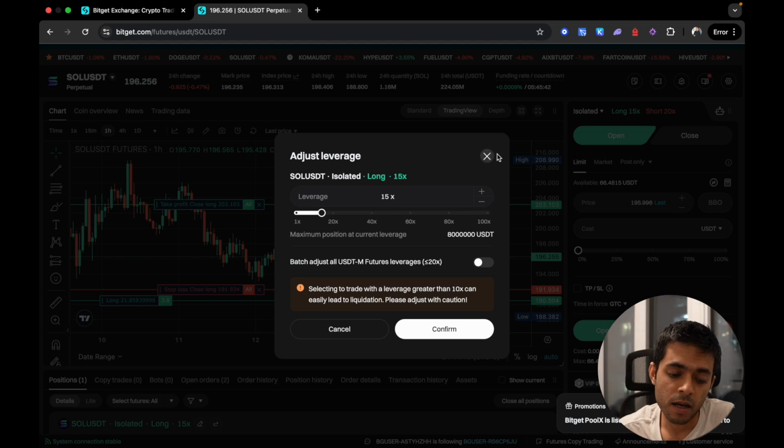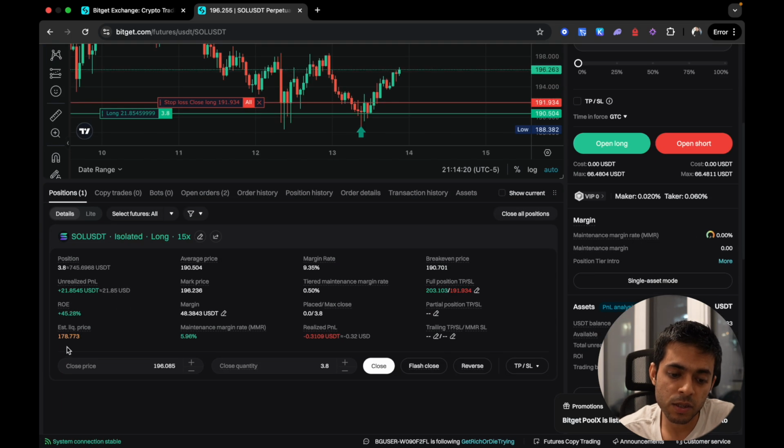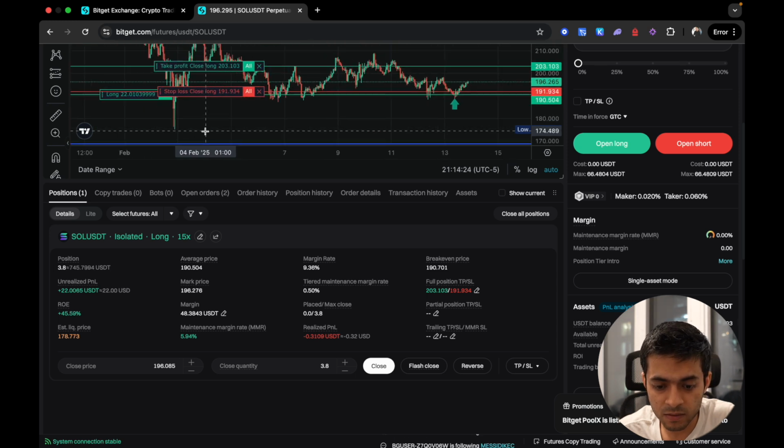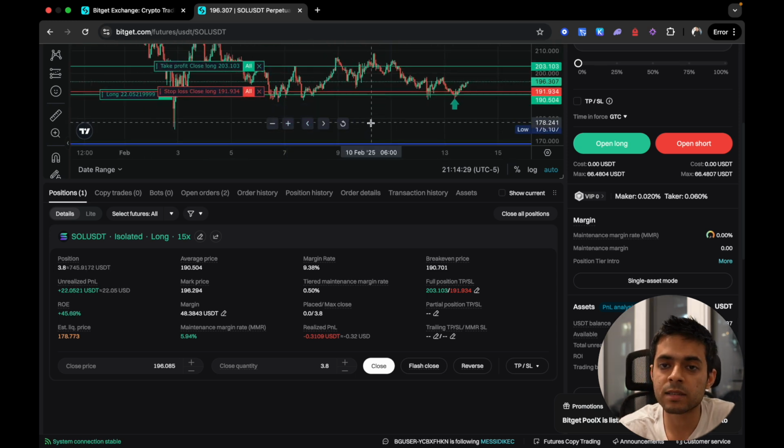So just to show you again, my estimated liquidation price is 178. So this is where I will get liquidated, which means that my $50 would be gone. I will lose my $50 if the price goes down. Because my leverage is 15x, a 15 multiplier leverage means that whatever amount I put in, the Bitget exchange has provided me more.